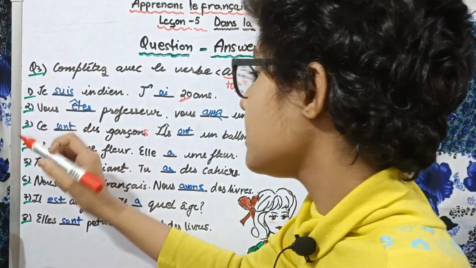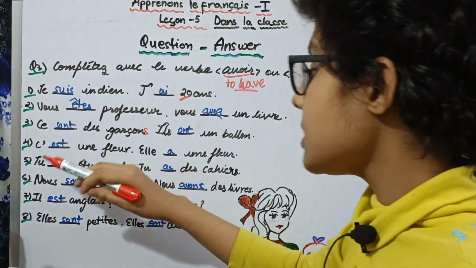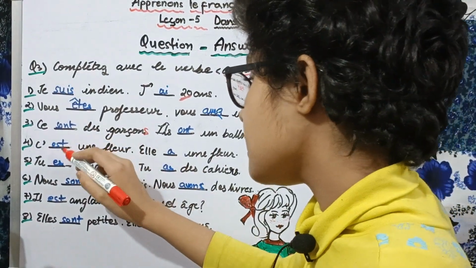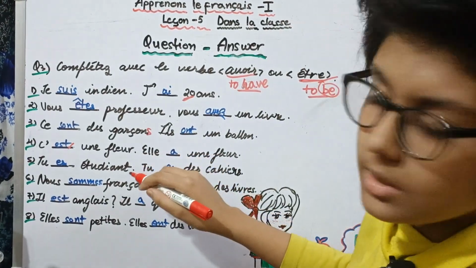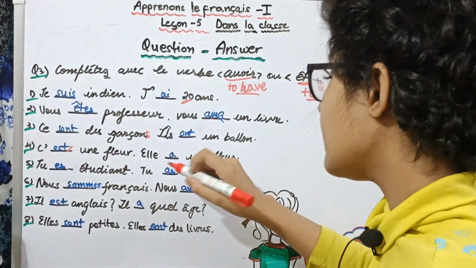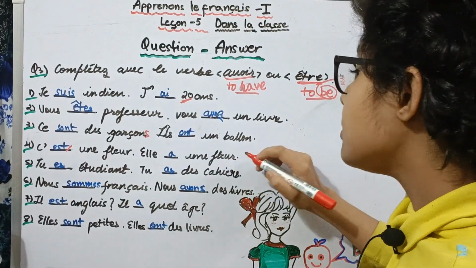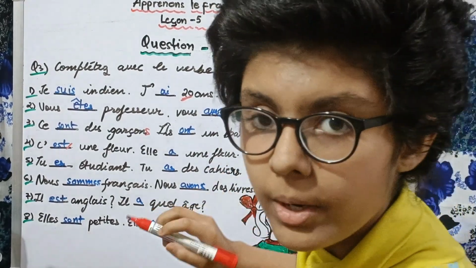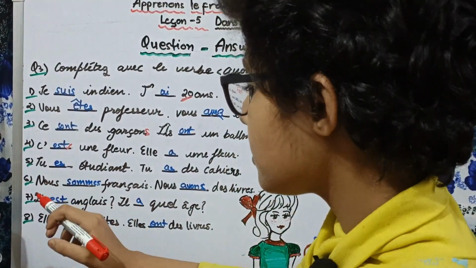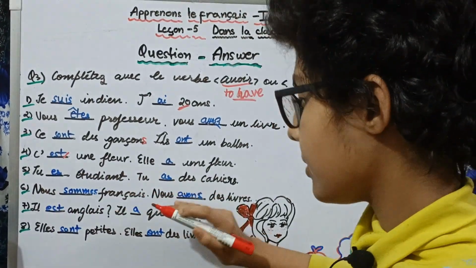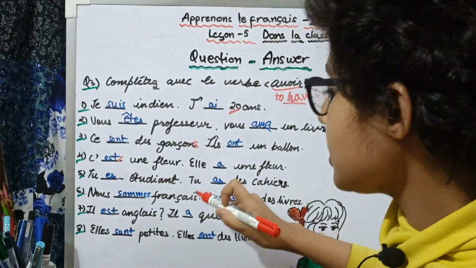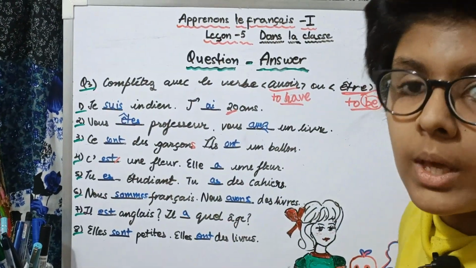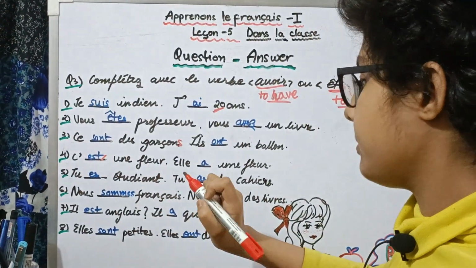Now the fourth sentence is that c'est une fleur. This is a flower. So est is being used here. So it is être. And if we see the next sentence just behind it, that is elle a une fleur. She has a flower. So now here we have the sixth one, that is nous sommes français. So now why have I used sommes here? We are French. So what are we? We are French. So therefore sommes will become.